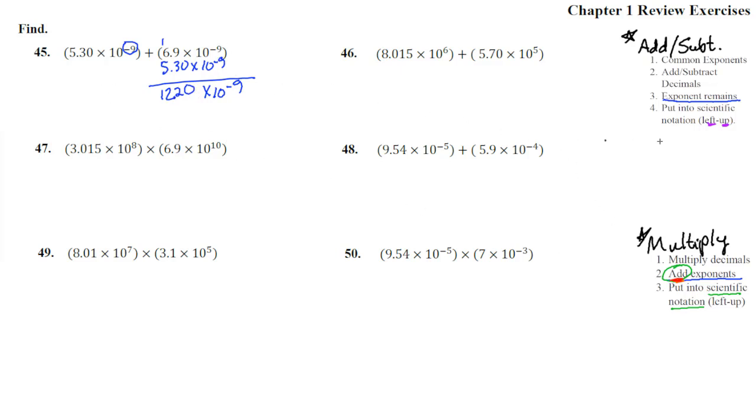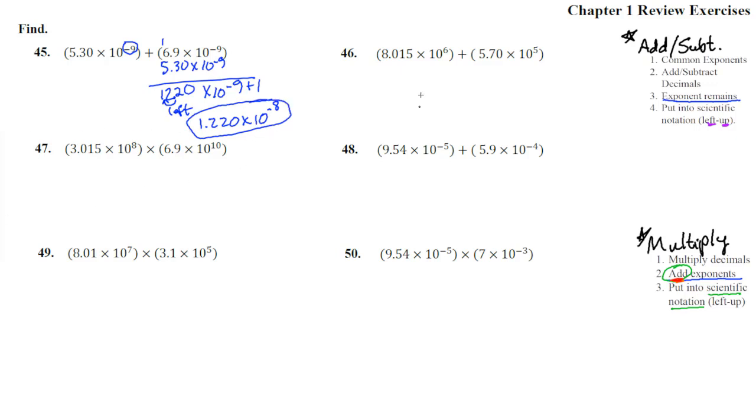This is the right answer, but it is not in good scientific notation. So we have to put it into scientific notation, which means we're going to move this guy 1 to the left, up. So that means it's going to be 1.220 times 10 to the 10th power. Oh no, negative 9, not the 10th. I just messed up there. Negative 9 plus 1 is a negative 8. There we go. That's looking good.